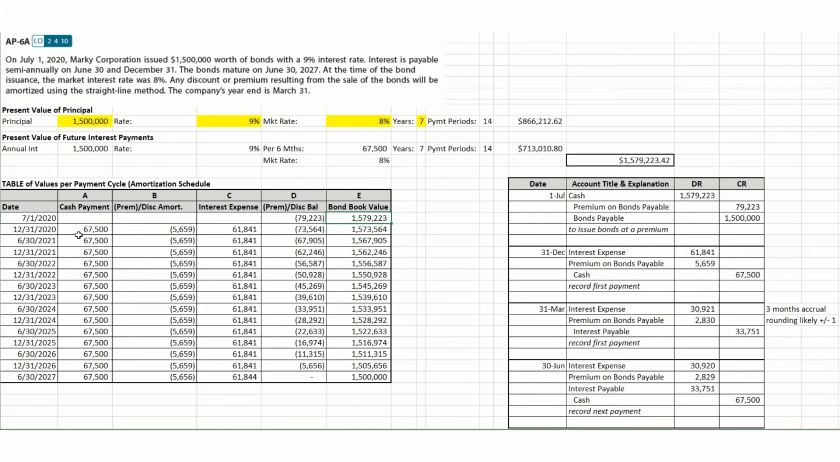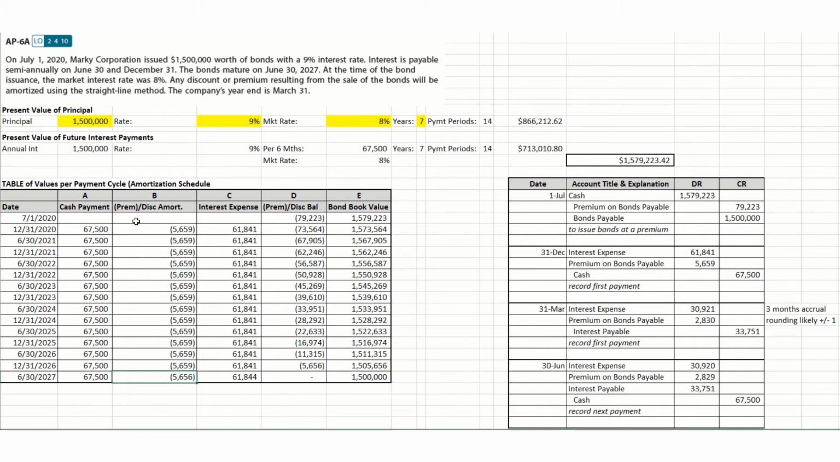Then we go forward, and every 6 months there'll be an interest payment calculated at the flat coupon rate, which gives us an interest cash payment of 67,500. We're also told to amortize the premium or discount, in this case a premium, straight line. So we'll divide that by the number of periods, and you'll see that there's a small rounding. So we've rectified the final payment just to make sure the premium was 0 at the end.